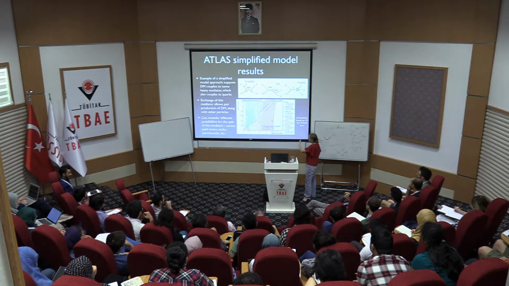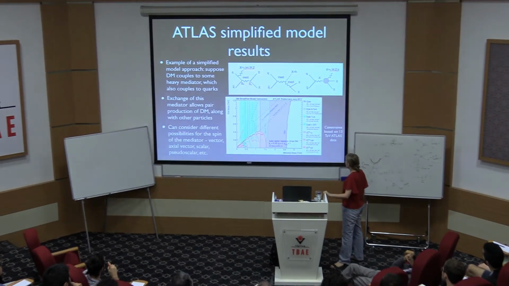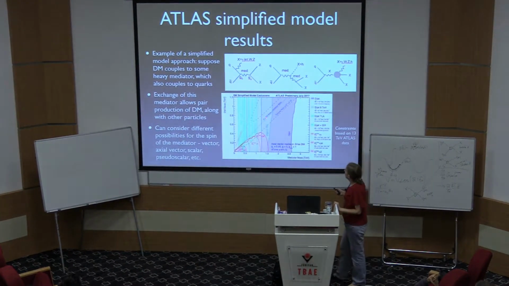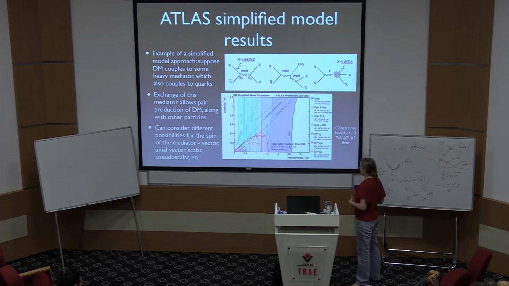So just as an example of what these two scenarios look like, this is a simplified model search from ATLAS based on 13 TeV of ATLAS data. They're looking for processes where the dark matter couples to some heavy mediator, which also couples to quarks. They consider different possibilities for the spin of the mediator, which could be vector, axial vector, scalar, or pseudoscalar. This is for an axial vector mediator coupling to Dirac dark matter.